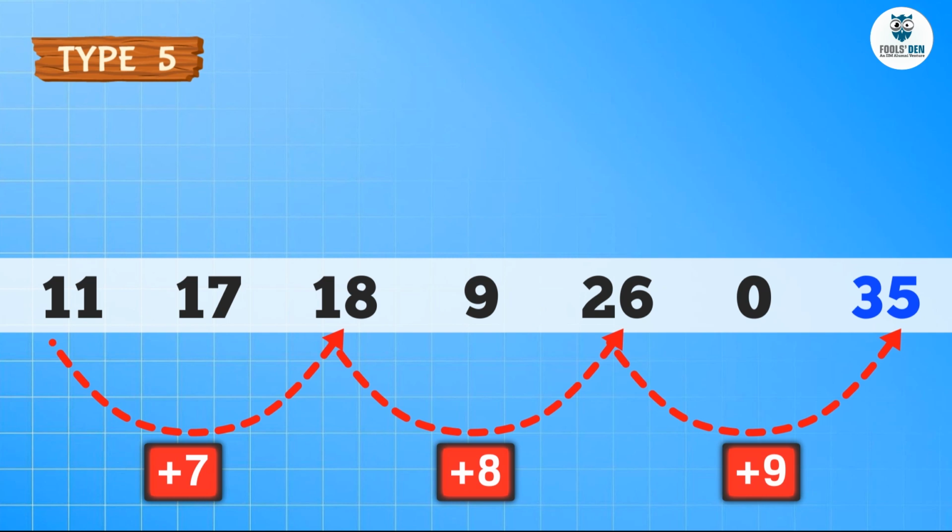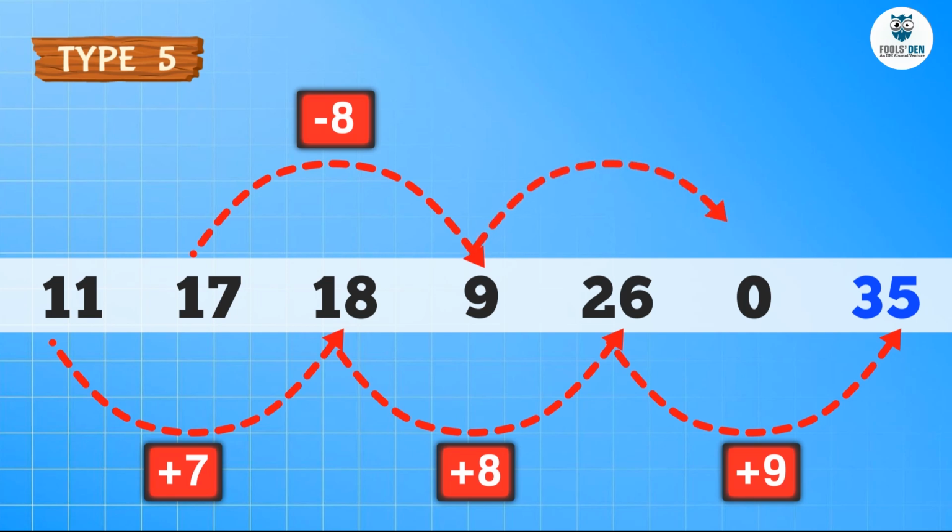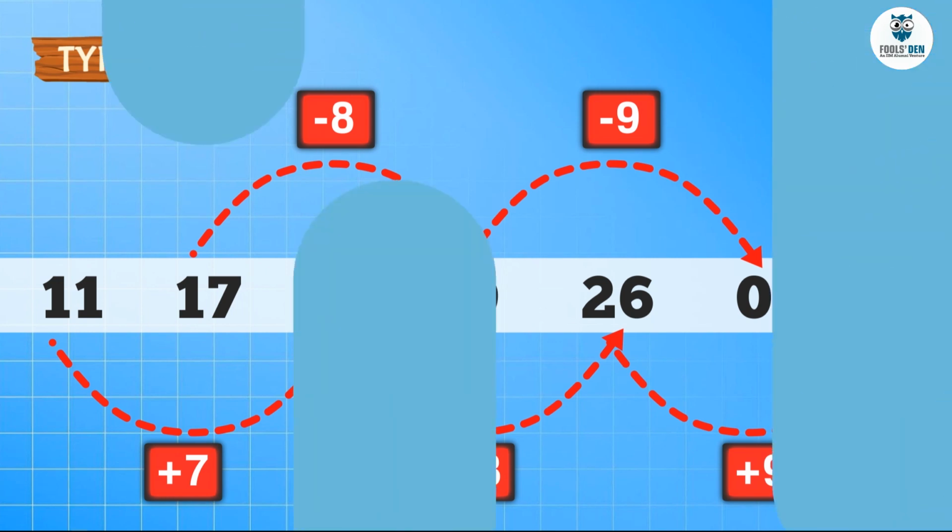Similarly, look at the even terms of the series. That is, the second, the fourth and the sixth. They also have a pattern. The difference between the second and the fourth term is minus 8. And that of the fourth and the sixth term is minus 9. So basically this question was on a mixed series in which two series were mixed with each other.